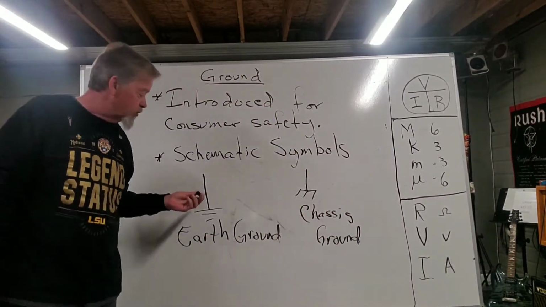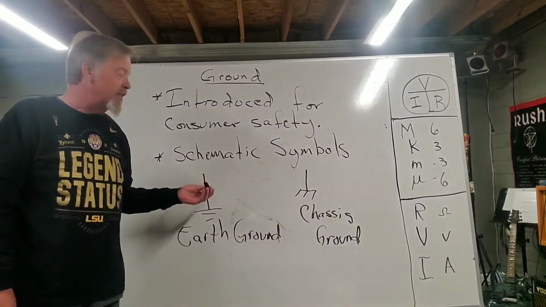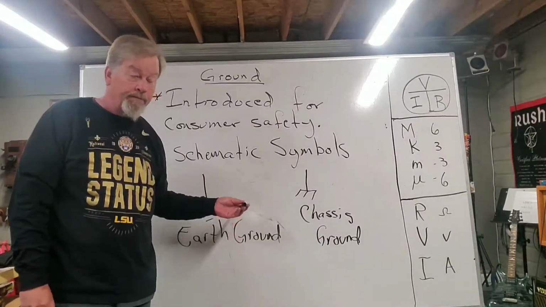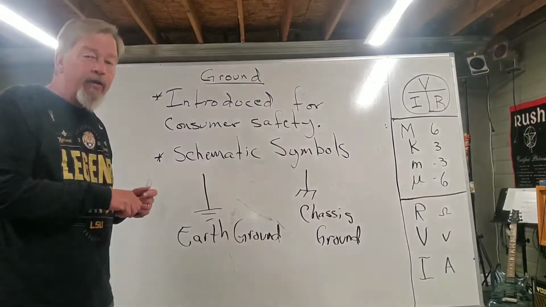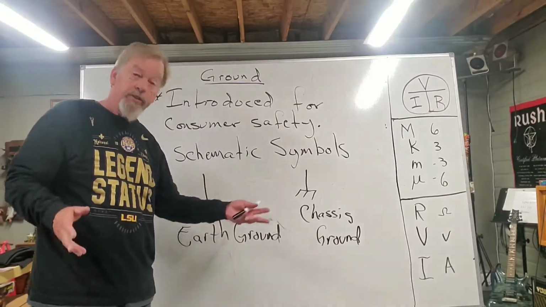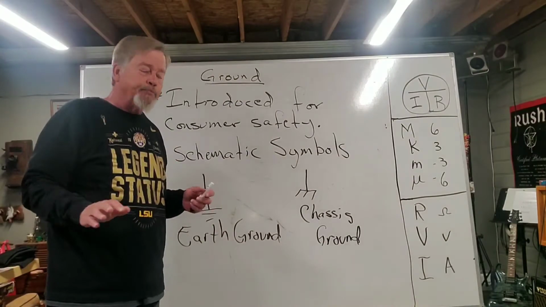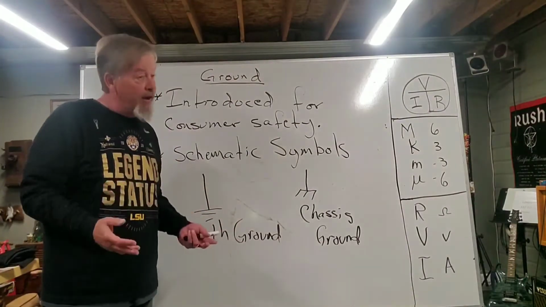So that's our earth ground, and that's what I was just talking about. And then we have chassis ground. Now chassis ground, primarily you're going to find in an automobile. The negative side of that battery connects either to the engine block or the frame of the car, which is attached to the engine block. So everything on that frame and engine is connected to the negative side of that battery.